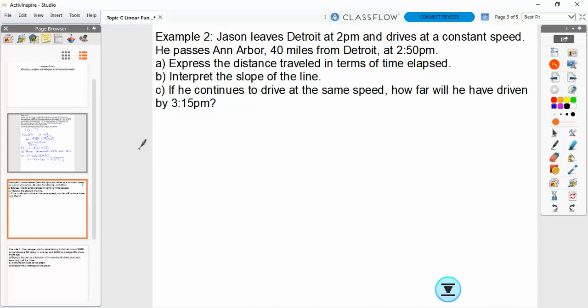So Jason leaves Detroit at 2 p.m. and drives at a constant speed. He passes Ann Arbor, 40 miles from Detroit, at 2:50 p.m. Express the distance traveled in terms of time elapsed.